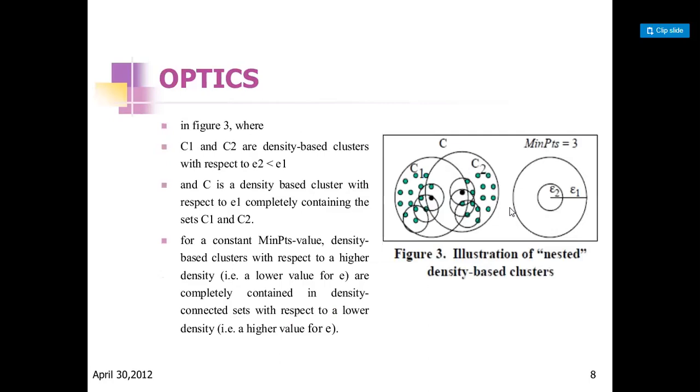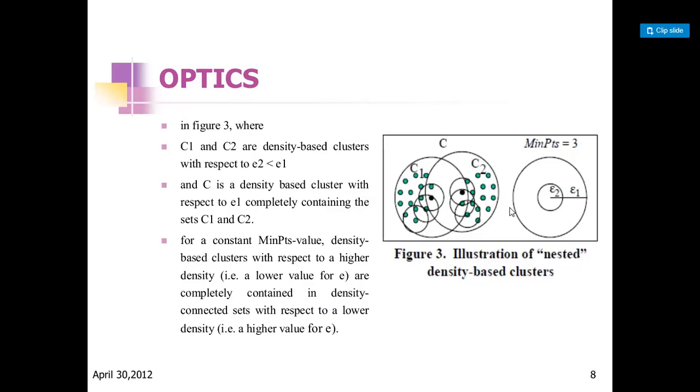Another point here is that C1 and C2 are density-based clusters with respect to epsilon 2, and epsilon 2 is less than epsilon 1. And C is the density-based cluster with respect to epsilon 1, completely containing the sets C1 and C2. C is the density-based cluster which combines both C1 and C2 and contains both of them. Then for a constant min points value, density-based clusters with respect to higher density are completely contained in the density-connected set with respect to lower density.